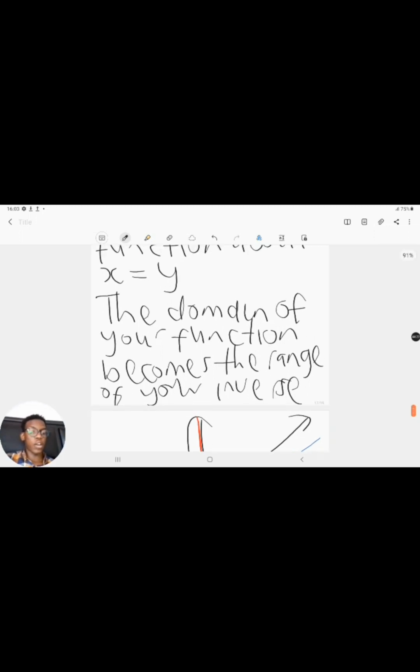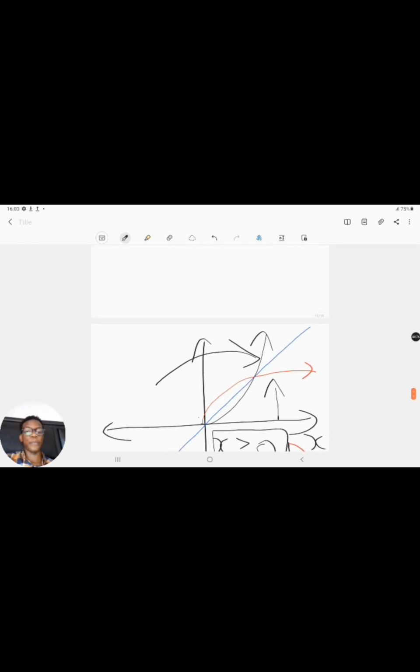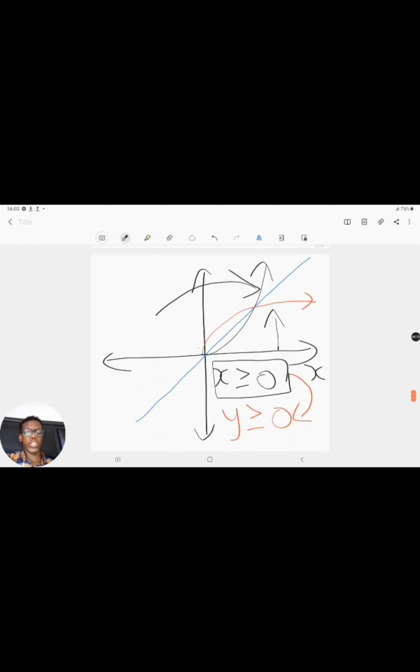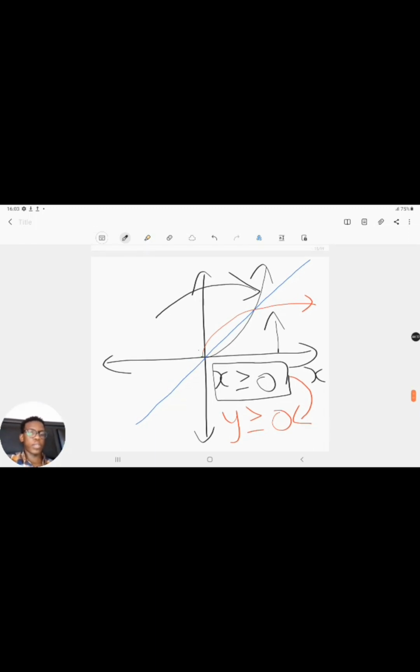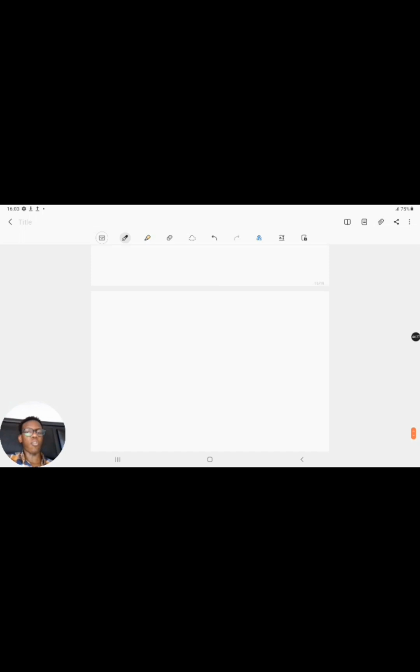And remember how to restrict the domain. As a matter of fact, let me just tell you something with regard to restricting the domain. You will have to restrict the domain for parabolic functions. That's essentially where you will have to restrict the domain. But how do you know which point to restrict? How do you know where to start restricting your graph?